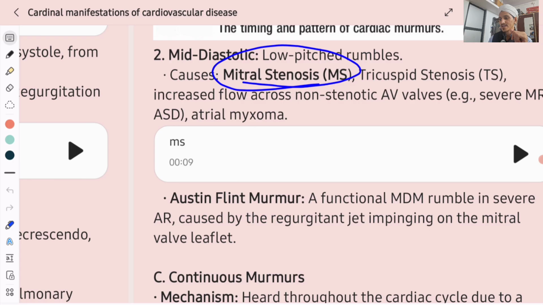Other causes include tricuspid stenosis and increased flow across the non-stenotic AV valves. For example, in atrial septal defect also you will have a mid-diastolic murmur in the tricuspid area, in ASD, and in mitral stenosis. Okay, so let us listen to that audio clip.